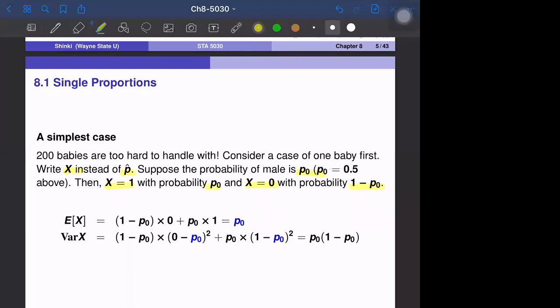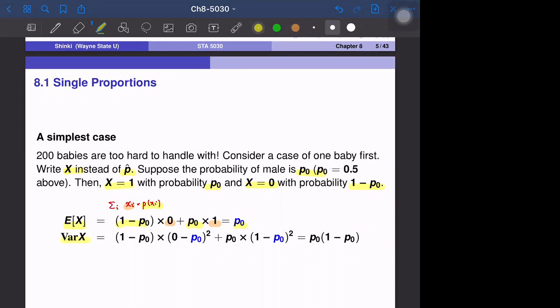Then what's the expectation of x? x is basically the indicator for male. In common sense, you can see that it is p naught. Or you can say that this is equal to the summation over all possible values of xi times the probability of xi. The possible values are 0 and 1, and the probabilities for those are 1 minus p naught and p naught, respectively. So the expectation is equal to p naught.